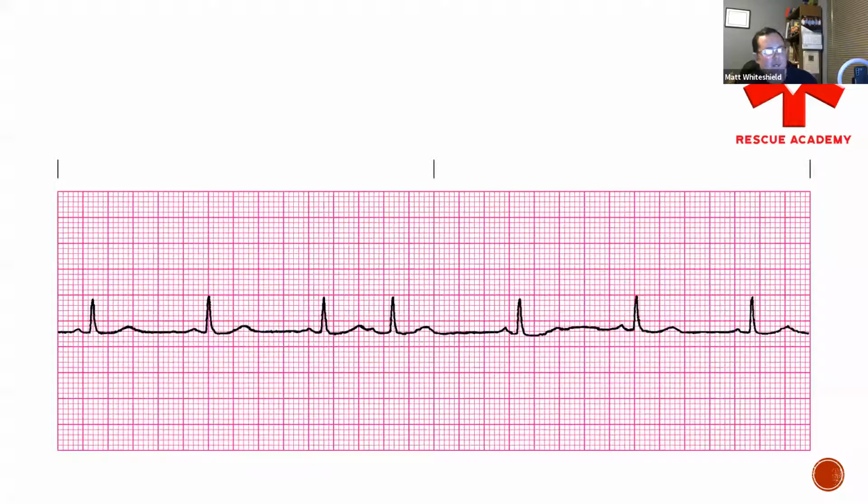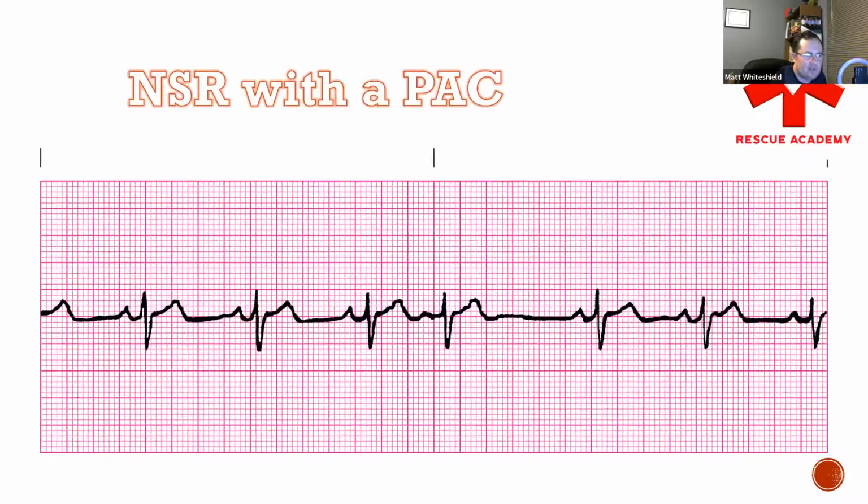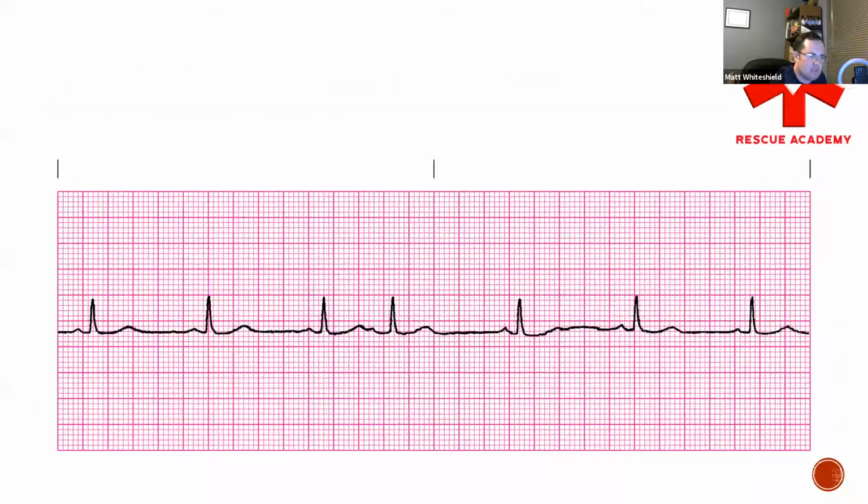All right, we got another one. So you can look at those distances, and then again, there is a random atrial contraction that's occurring, sinus contraction. So that makes it normal sinus rhythm with a PAC again, right? This one obviously looks a little bit different than the other one, but they're the exact same thing. Just looks a little different.